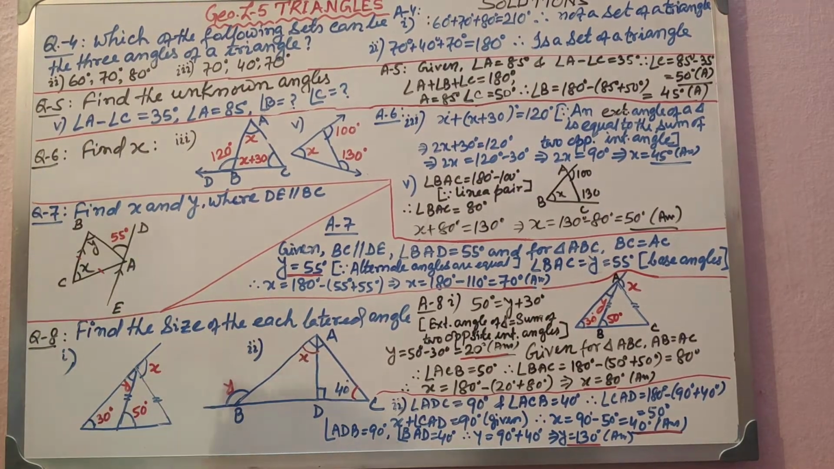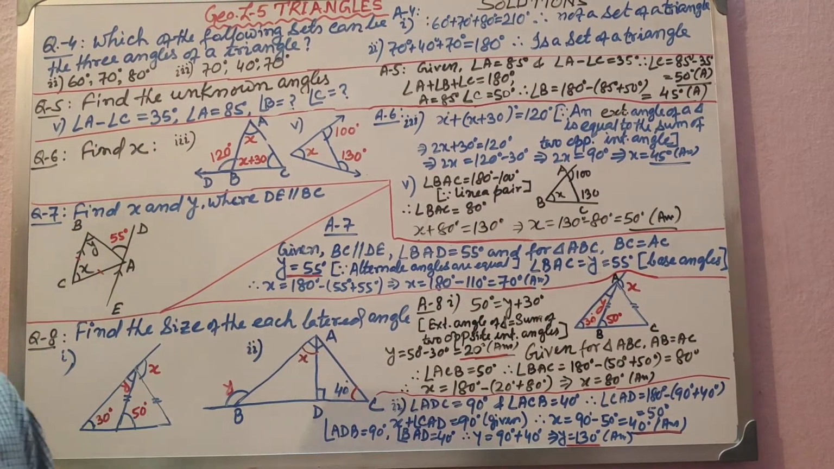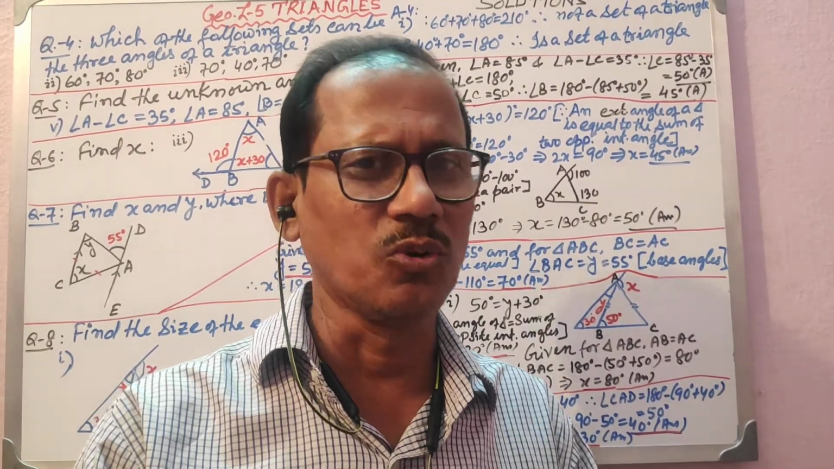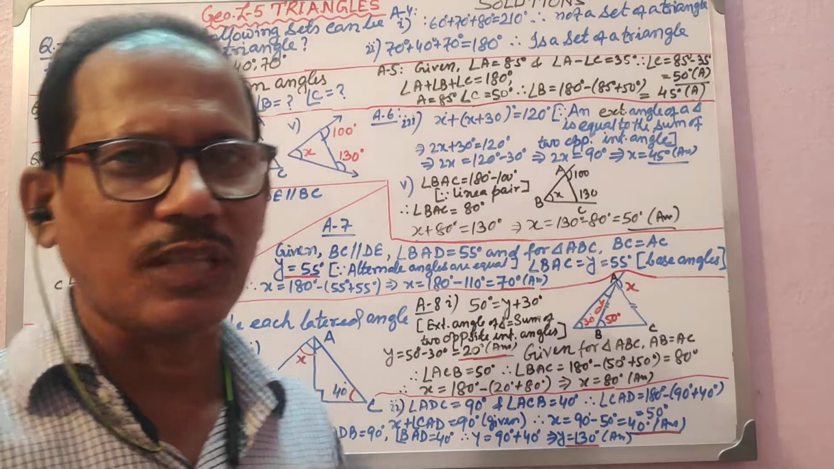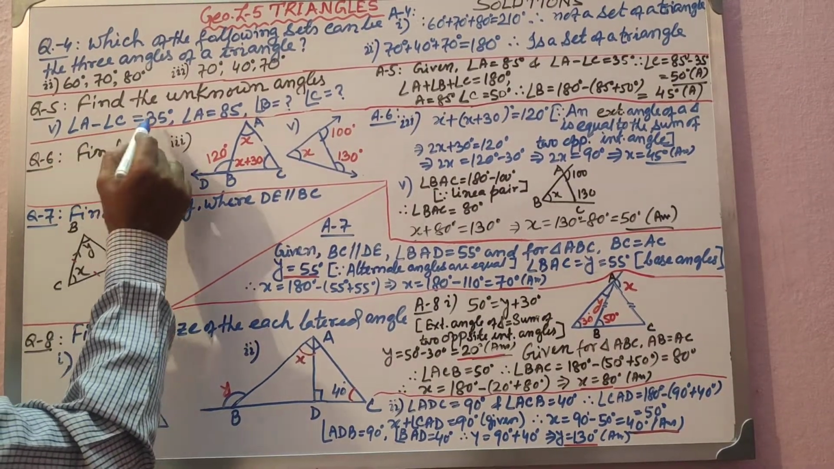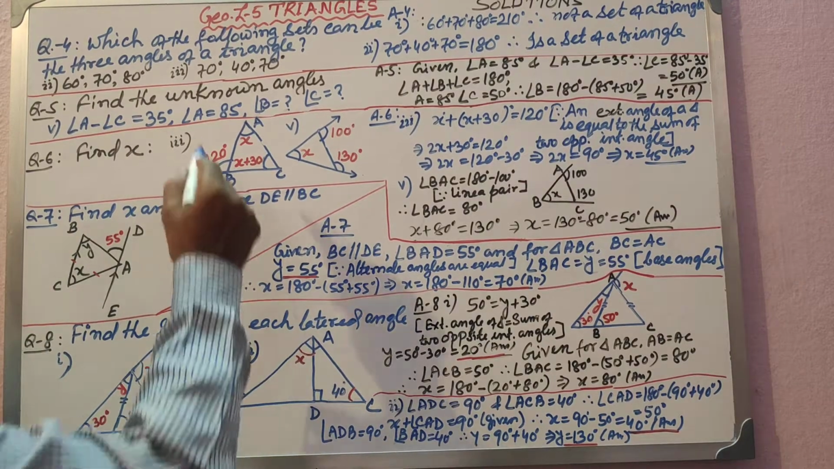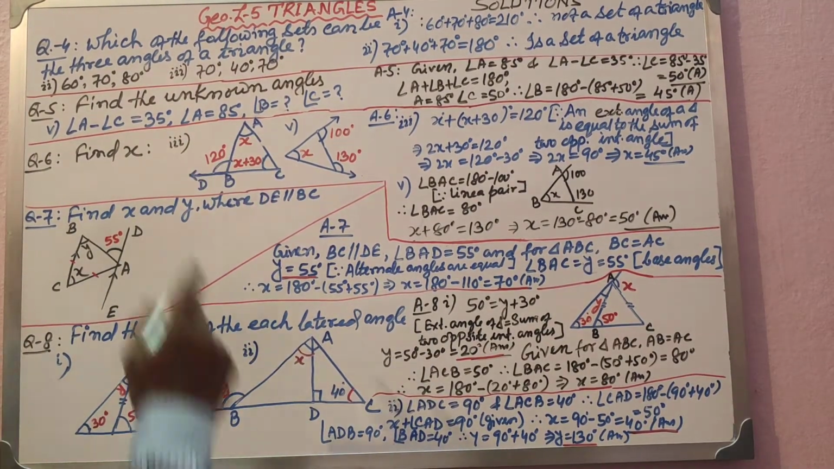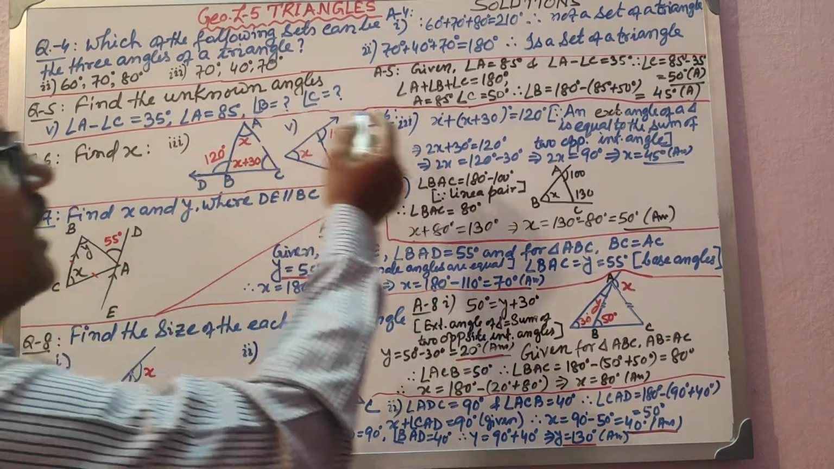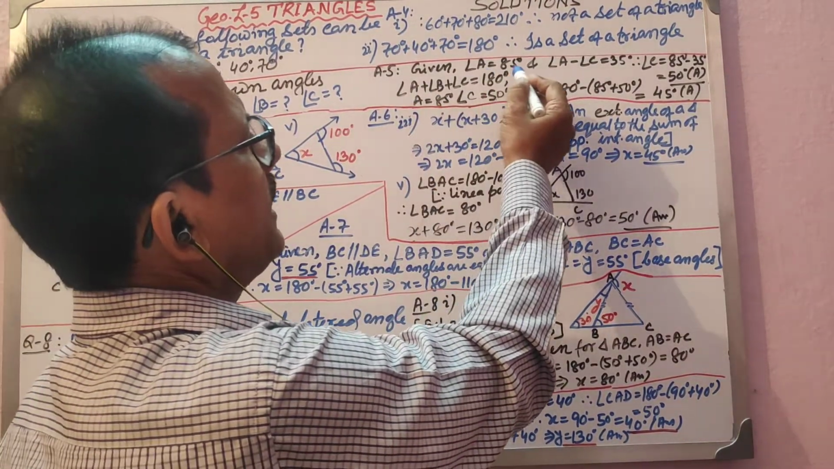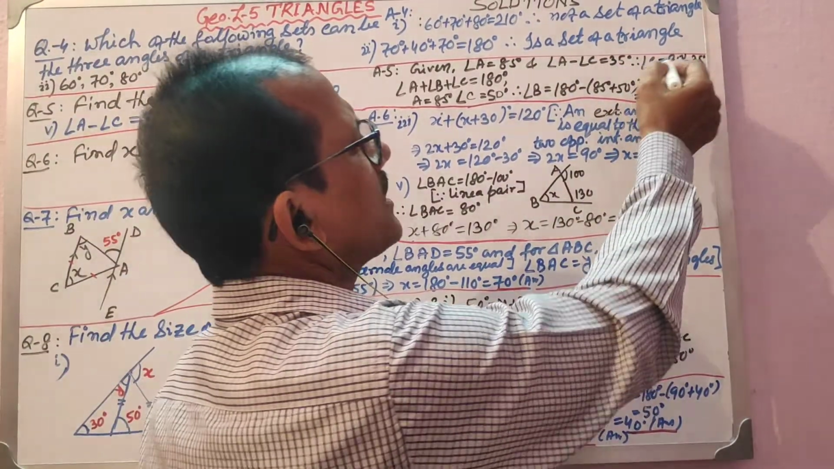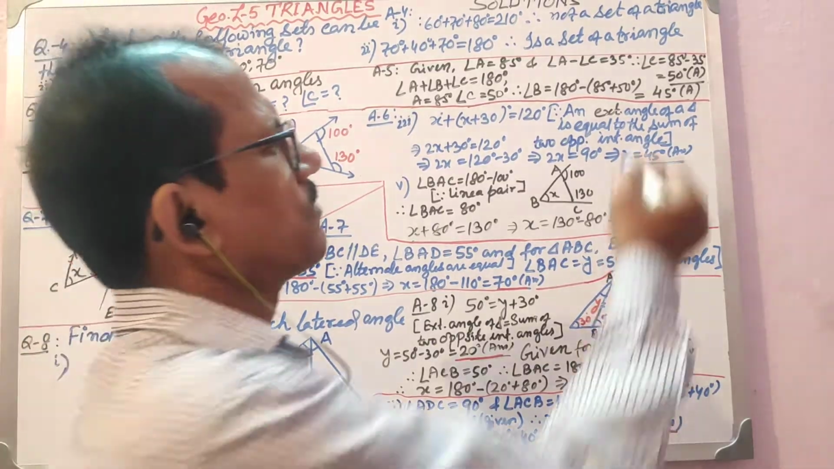Moving on to question number 5. Find the unknown angles. Very simple, based on the property that the sum of all the angles of a triangle is equal to 180 degrees. All three angles together have to be 180 degrees. Here in triangle ABC, A minus C is given as 35 degrees, and A is given as 85 degrees. Then C is very simple: 85 minus 35, so angle C will be 50 degrees.